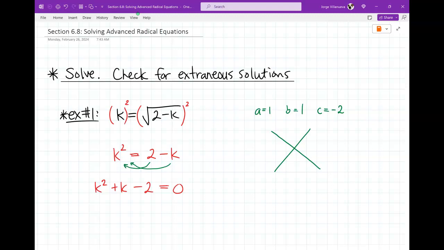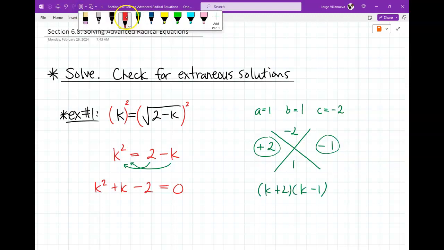So remember, to factor, you do a times c, that goes on top. That's a negative 2. And your b goes on the bottom. And I need to figure out 2 numbers that multiply to negative 2 and add up to positive 1. One of them is going to be positive, one of them is going to be negative. 2 and a negative 1. All right, so there we go. And then I'm supposed to divide by a, but a is a 1, so I don't need to. So that means that these are my 2 answers. So my factors are k plus 2, k minus 1.